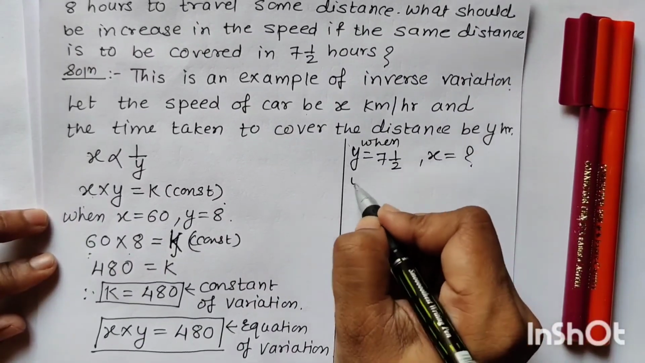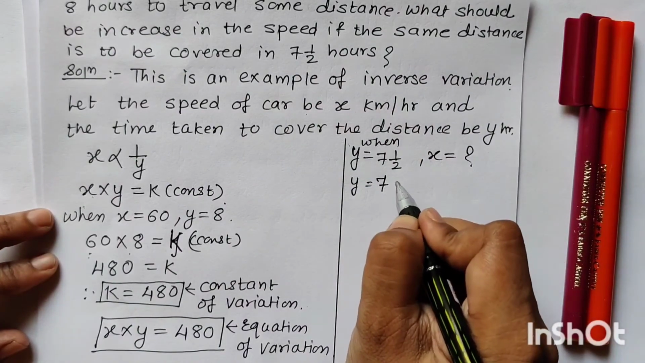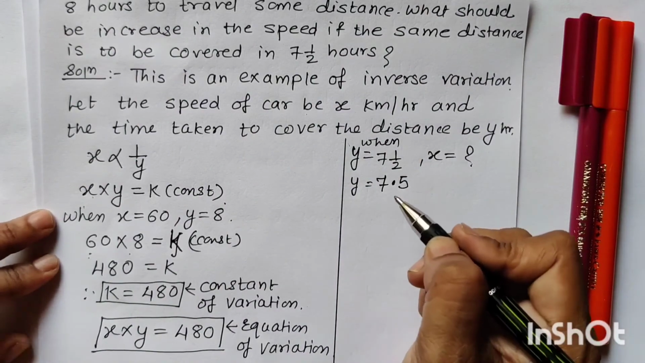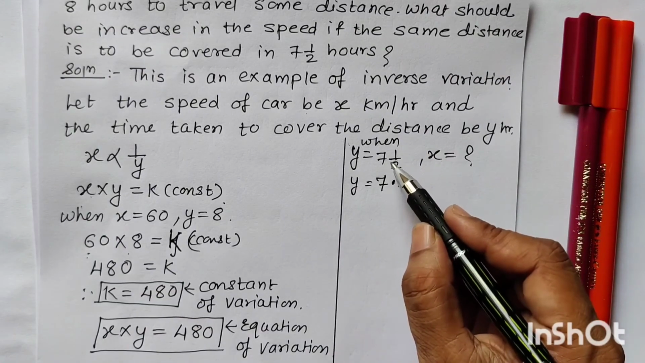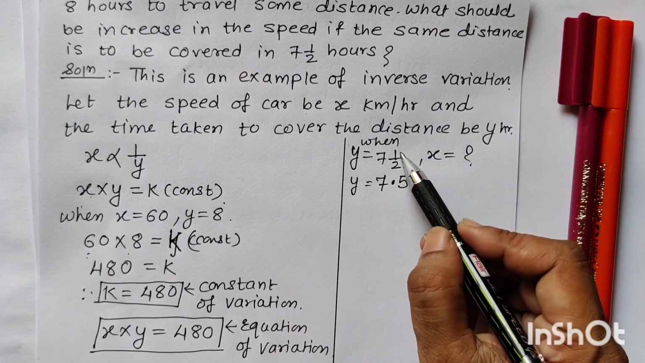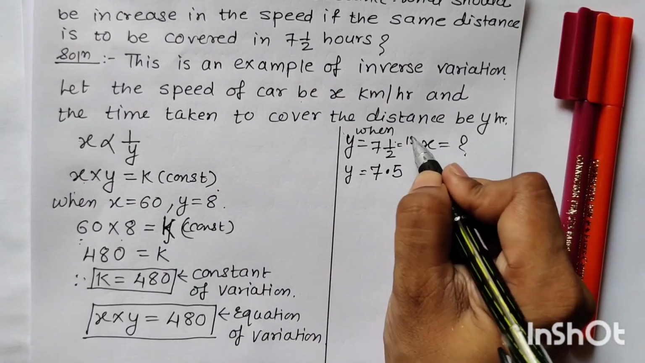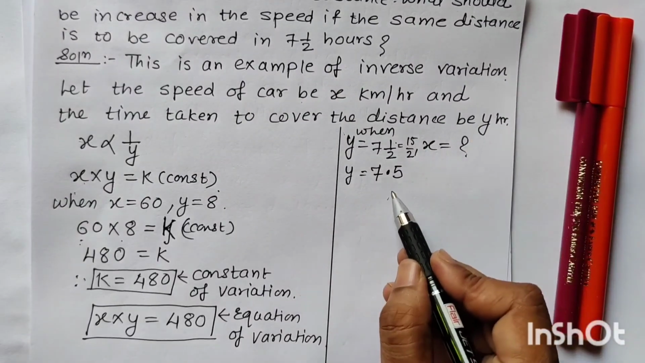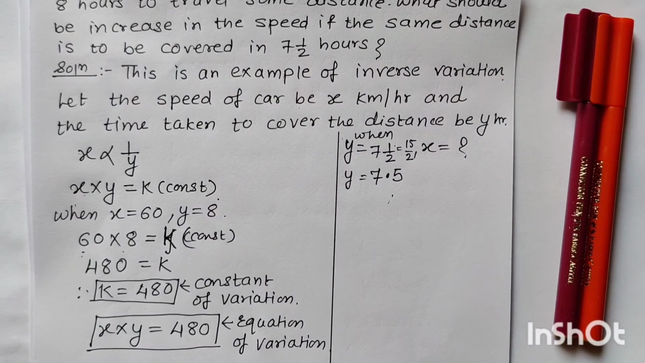See children, 7.5 you can convert into the simple fraction also, or in place of that you can write 7.5 as it is. It is up to you. When we convert it in the simple fraction, what will we be getting? 7 2s are 14, 14 plus 1 is 15, 15 upon 2. You can take it as 15 upon 2 also, or you can take it as 7.5 also. Whichever way you take, in the end the answer will be the same.